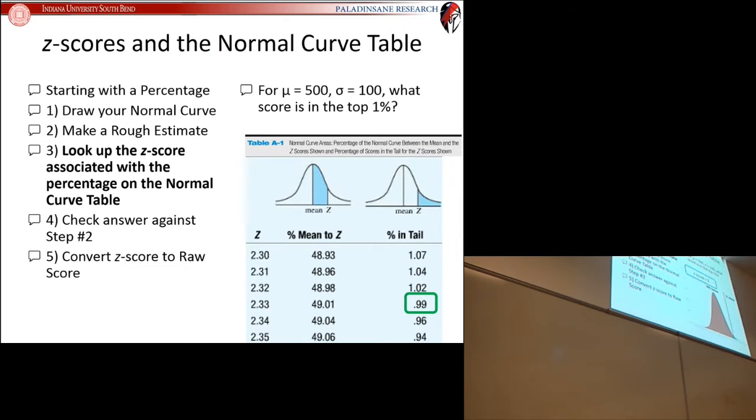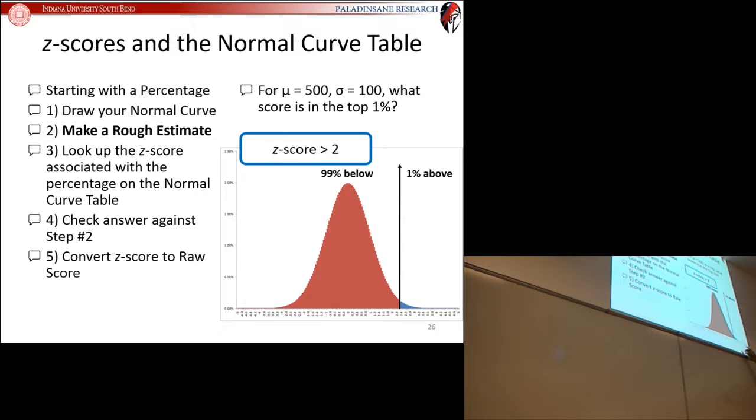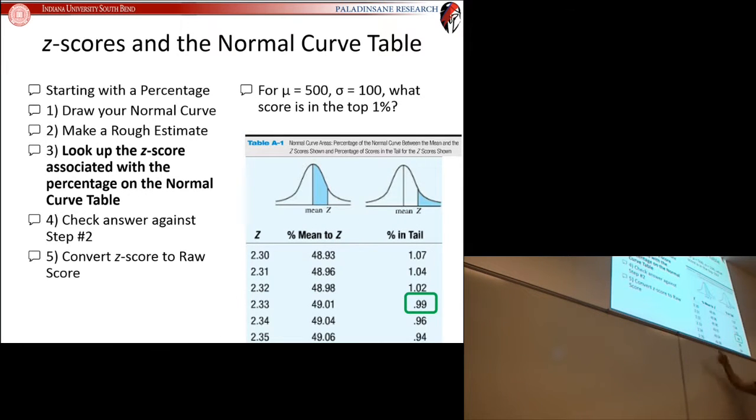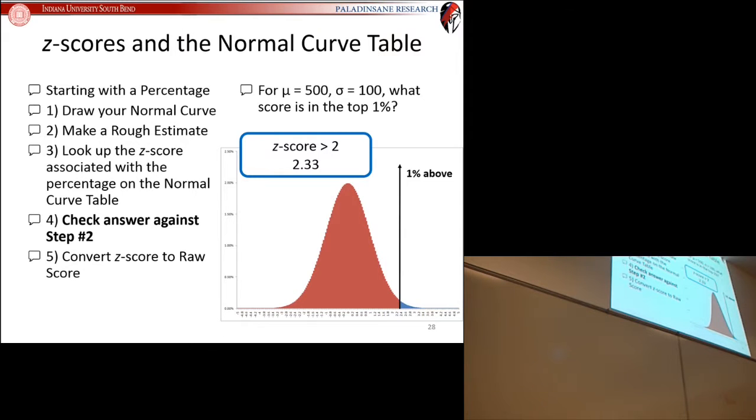So once again, make sure that you are checking with your drawing to make sure you're in the right column. Make sure that you then take a look at your rough estimate that you made, so that when you find your z-score of 2.33, it needs to be a score that's bigger than 2. It is a score that's bigger than 2. So we know that we have found the correct score. We know that we haven't looked up in the wrong column of this particular table.